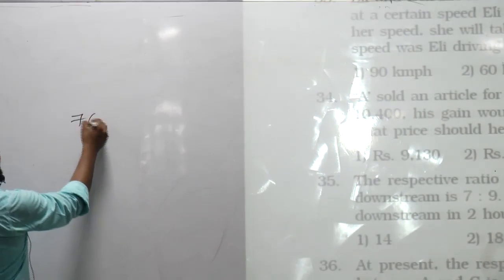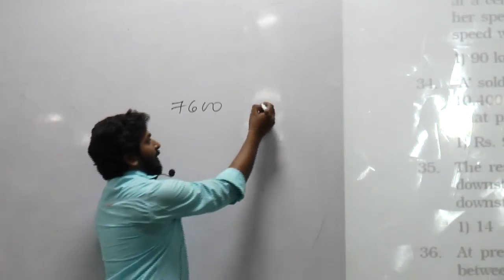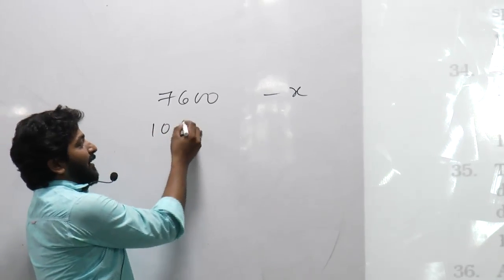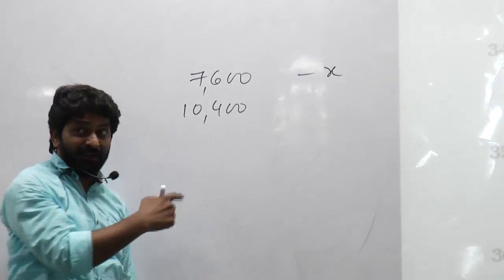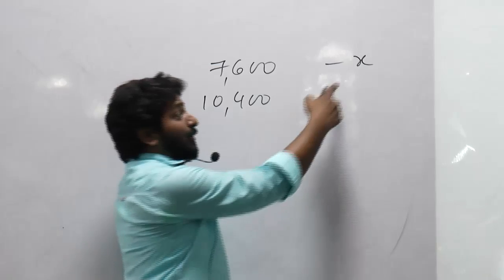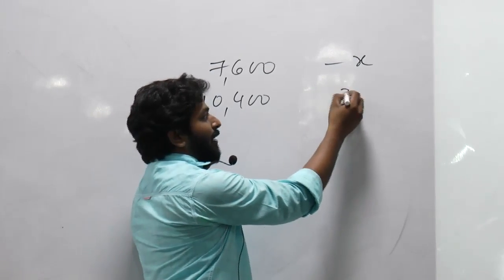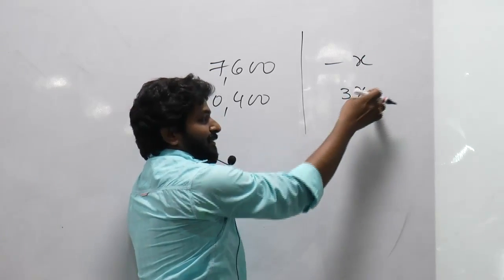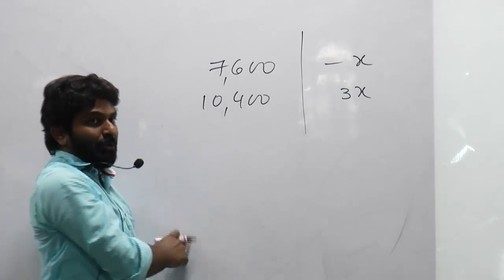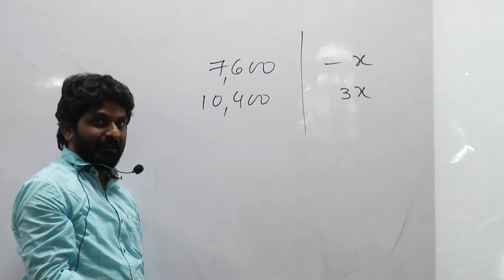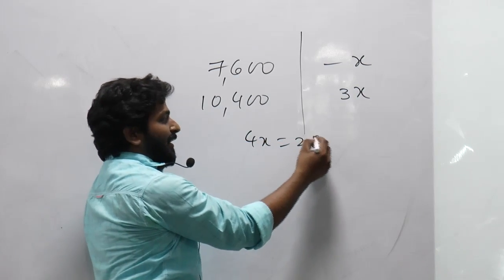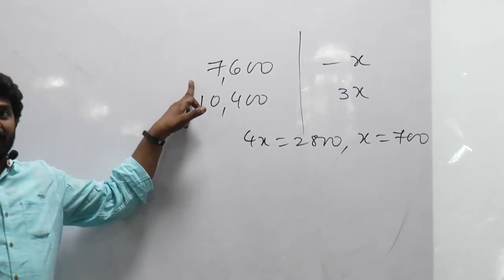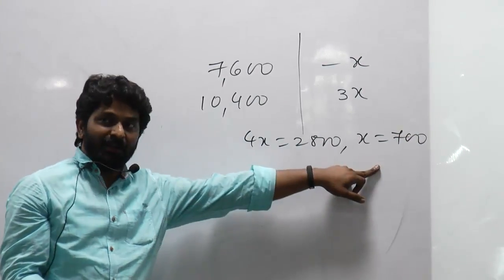When you are selling it for 7,600, there will be a loss of x rupees. But if the same article is sold for 10,400, then he will get a profit equal to 3 times the previous loss. So now he will get 3x profit. The difference between these two is 4x, and here it is 2,800. So 4x is equal to 2,800, x is equal to 700.